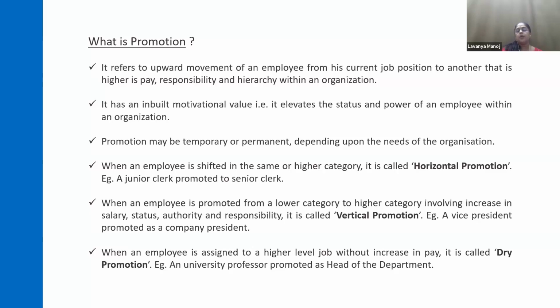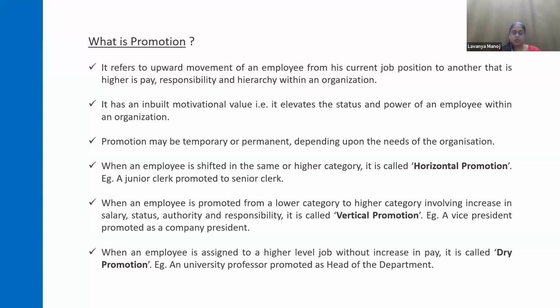Whereas when the employee is moved from a lower category to a higher category, it's called vertical promotion. So here everything increases: salary increases, the status of the employee increases, the authority, responsibility, the person whom the employee is going to be reporting to. He or she may be directly reporting to the CEO or president or the shareholders of the company. So this is called vertical promotion.